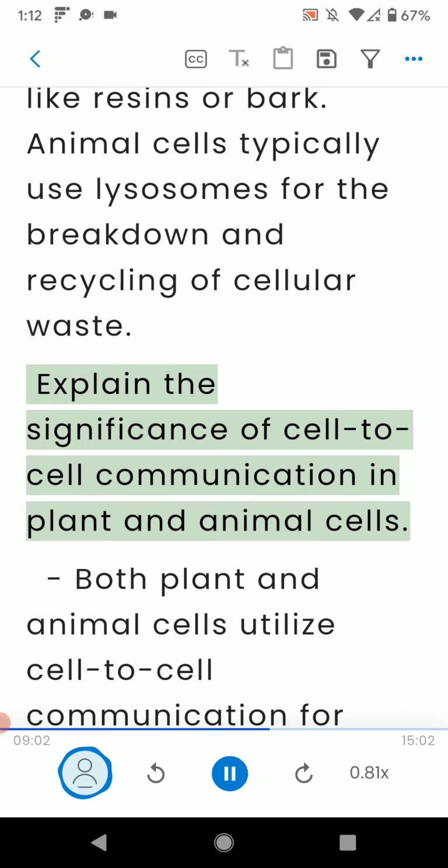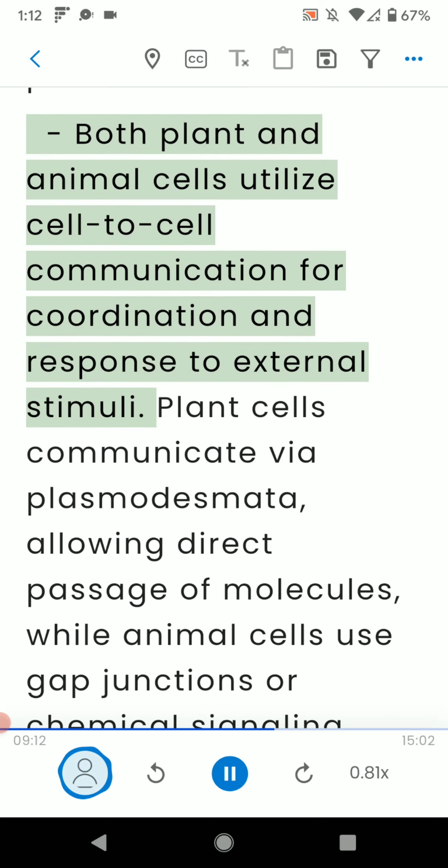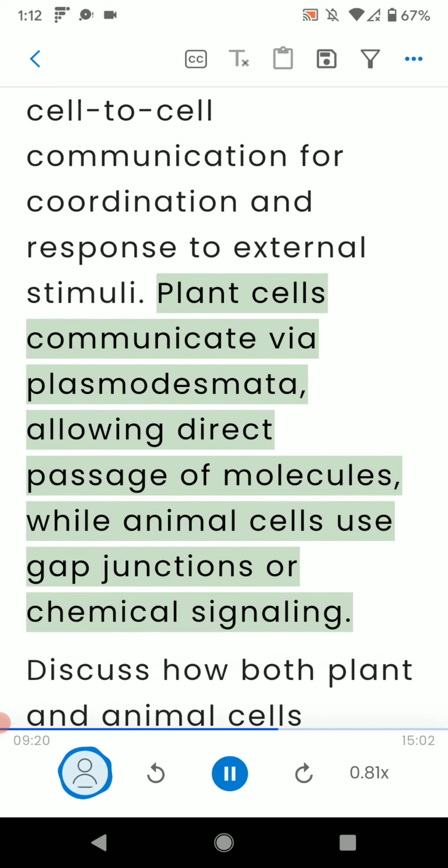Explain the significance of cell-to-cell communication in plant and animal cells. Both plant and animal cells utilize cell-to-cell communication for coordination and response to external stimuli. Plant cells communicate via plasmodesmata, allowing direct passage of molecules, while animal cells use gap junctions or chemical signaling.